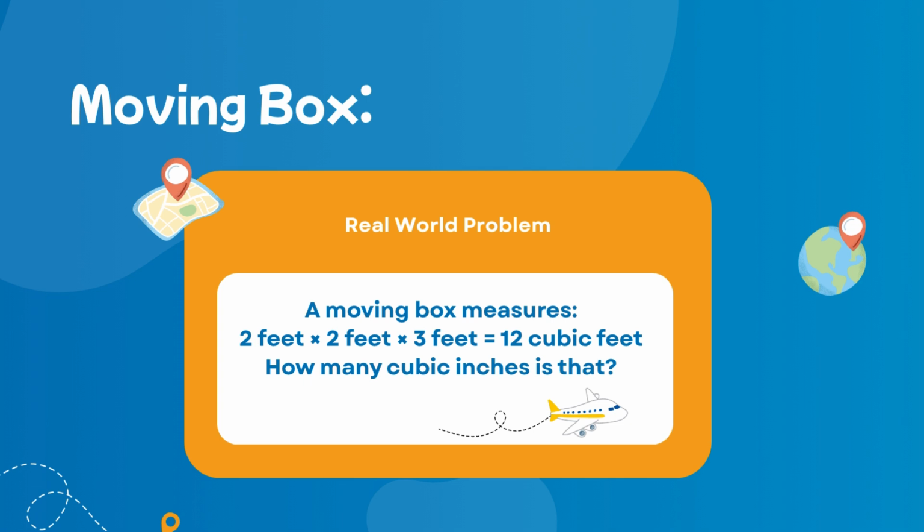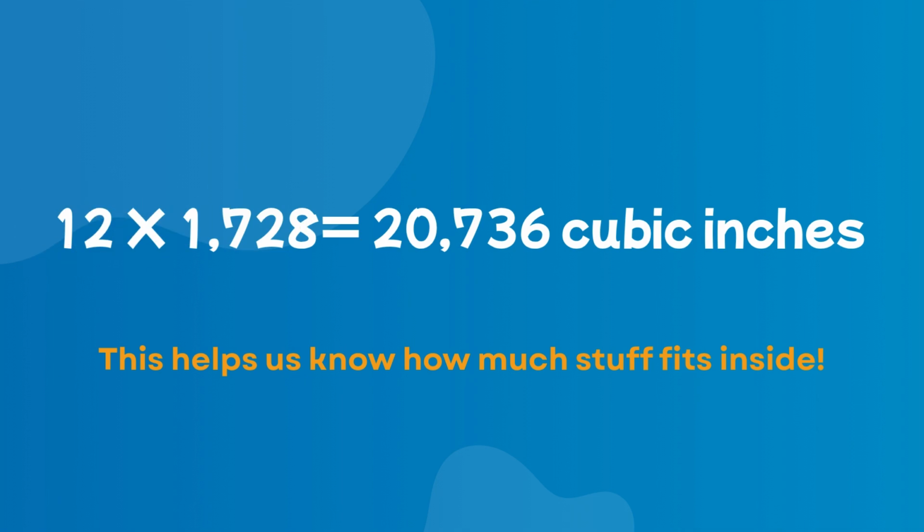Let's look at a problem. Imagine you have a moving box that measures 2 feet by 3 feet. That's a total of 12 cubic feet. Now, the big question, how many cubic inches is that? Remember, our magic number is 1,728. So by multiplying these 12 cubic feet by our magic number, we can find the cubic total in inches. And that gives us 20,736 cubic inches. This helps us to know how much we can fit inside that box.